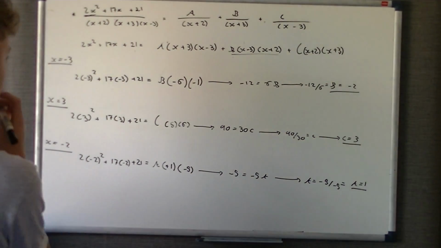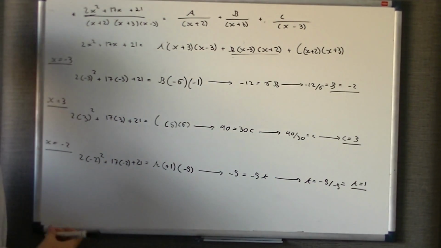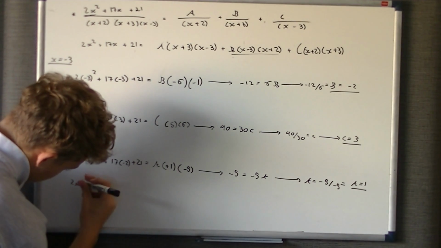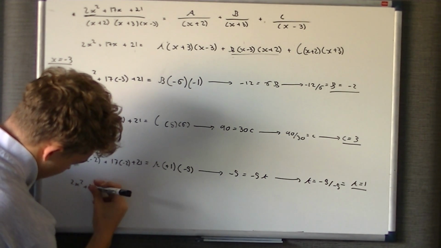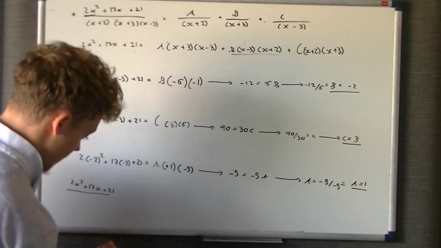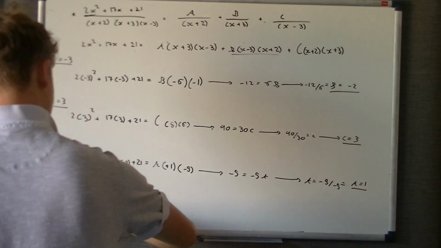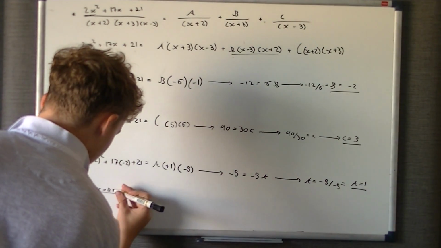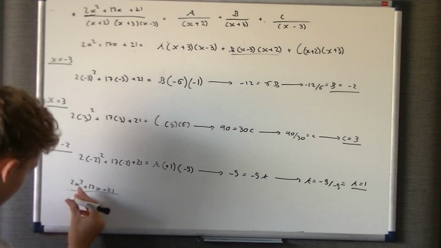So we write this part again. Obviously you don't have to, but it's a good idea. 2x squared plus 17x plus 21. See how much easier it is now we didn't factorise it. I could go on about what would happen if we factorised it, but I don't want to confuse anyone, so I'm just going to leave it at that.